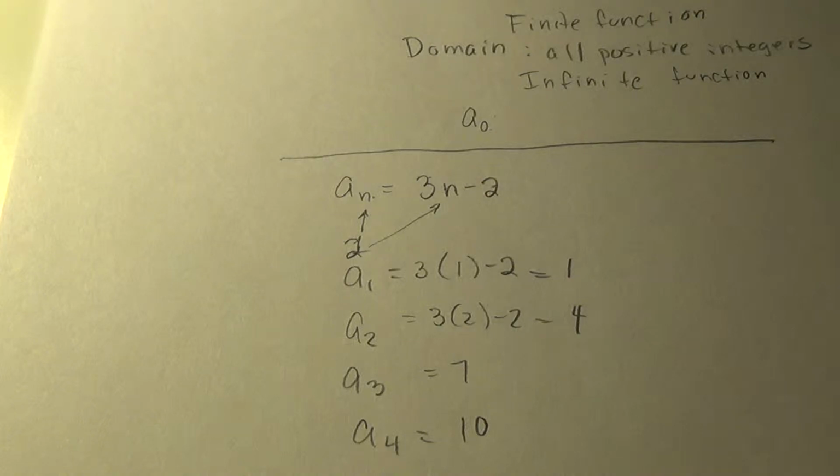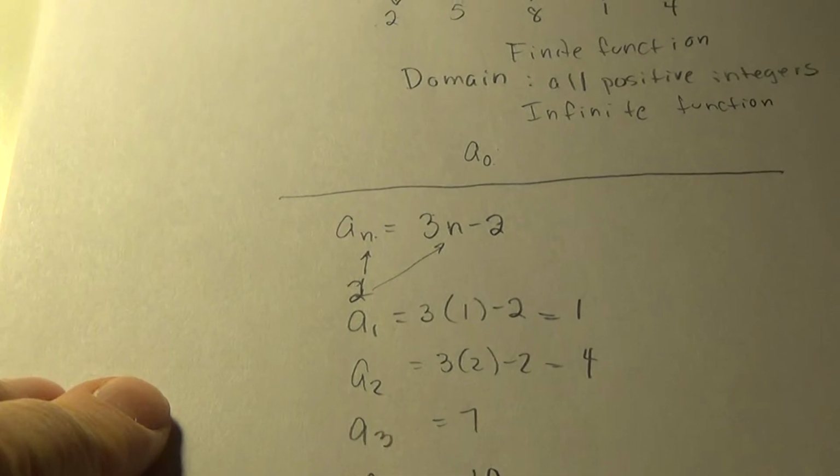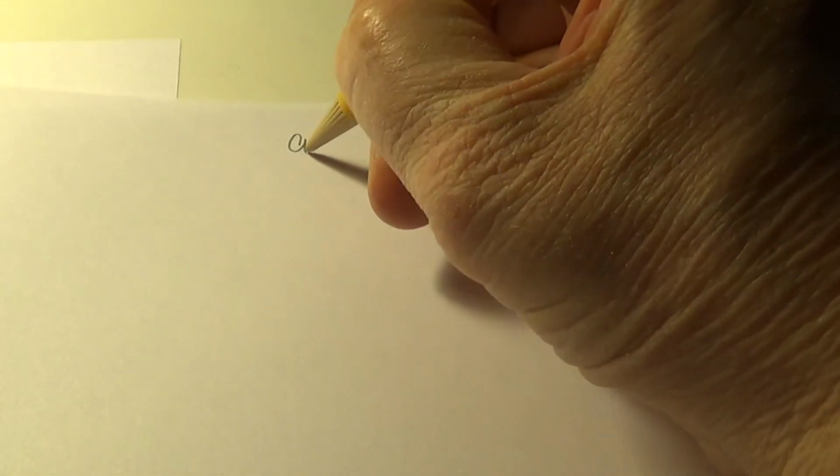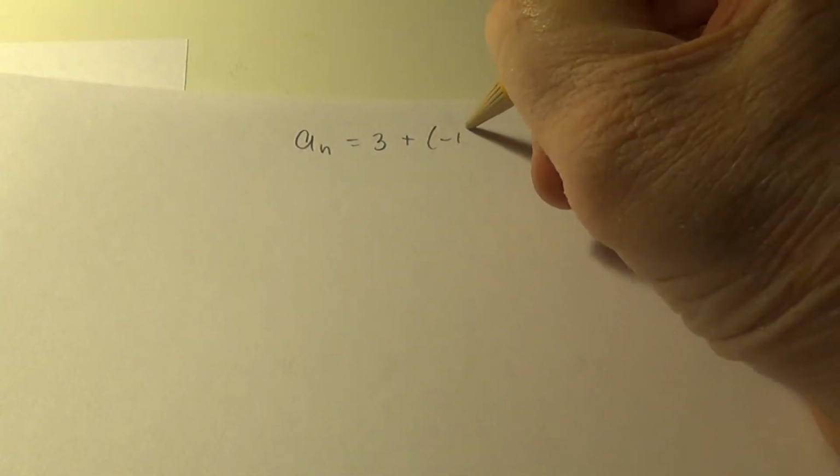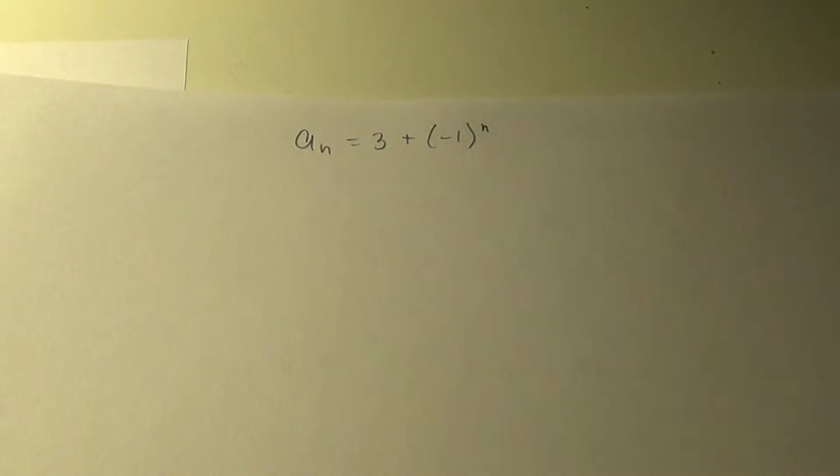So let's do another sequence generator. See if you can come up with the sequence that is generated by this. A sub n equals 3 plus minus 1 to the n. So that's an exponent. So if you would put in a 1 and then a 2 and then a 3 and tell me what comes out.